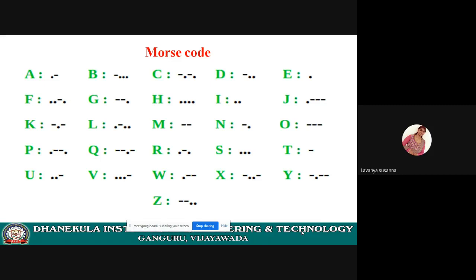Once again, see the PPT from A to Z. You need to remember all these dots and dashes. In your previous examination, they asked to write a program on this Morse code. If you want to write a program, first you need to remember how each letter from A to Z is represented in Morse code. Once again, see the PPT.